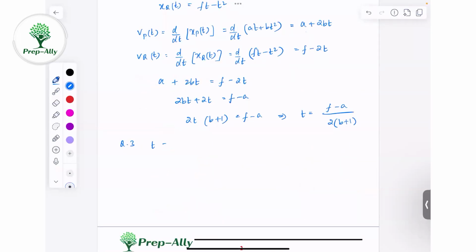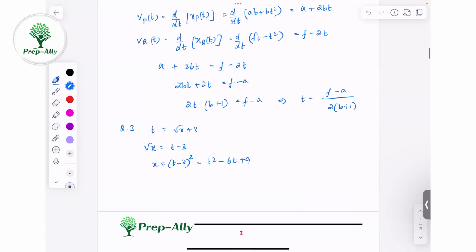We have been given t is root x plus 3. We can rearrange this as root x is equal to t minus 3, or x is (t minus 3) whole square. That gives us t square minus 6t plus 9. Now we can easily find out the velocity because we now have the position as a function of time. That is going to be 2t minus 6. So velocity becomes 0 when 2t minus 6 is 0.